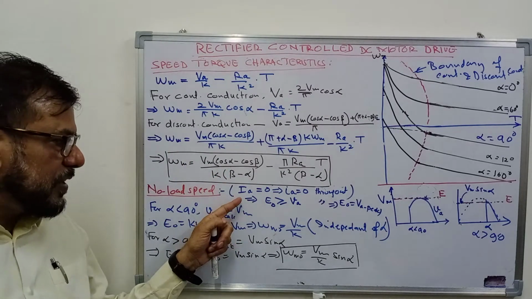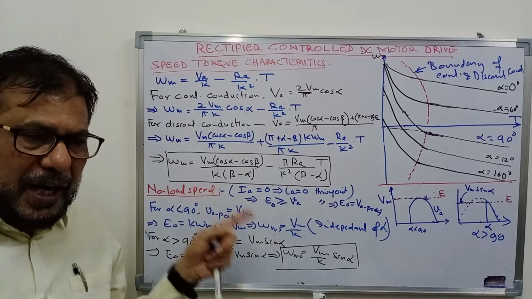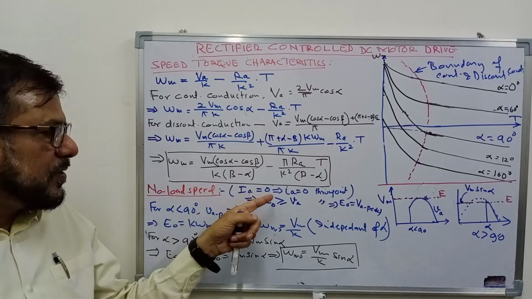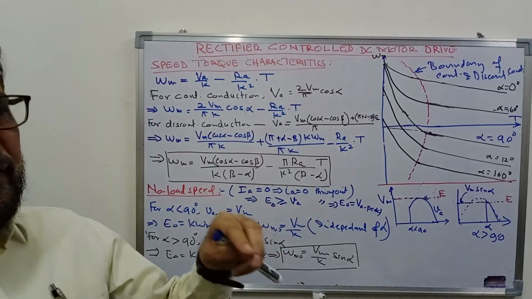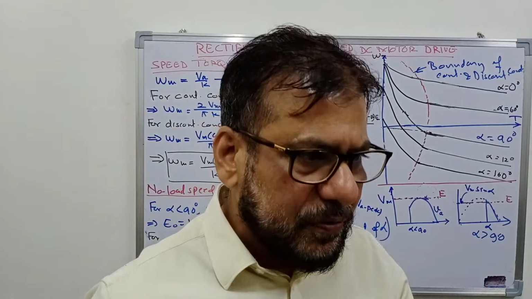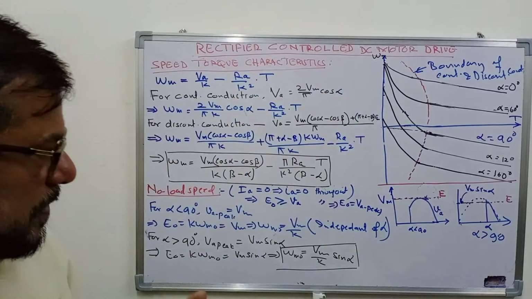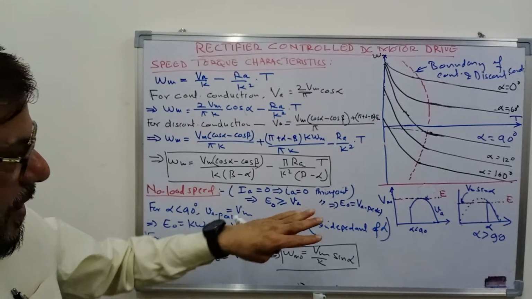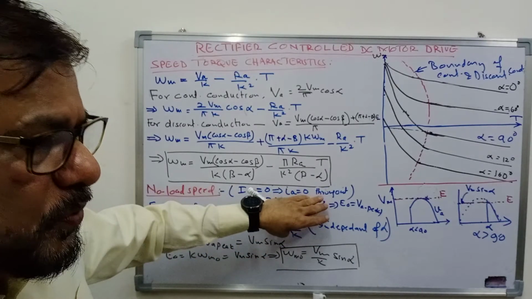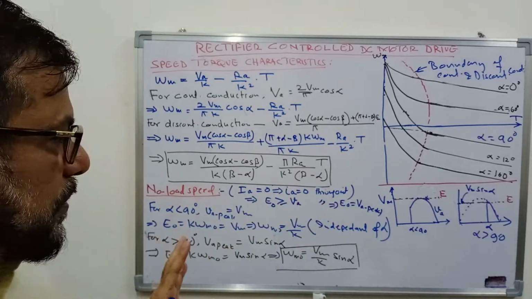This means that the average value of current Ia is also 0. Ia depends on torque, so Ia is 0. This means that Ia should not flow even for a short interval of time. So for all instants, the instantaneous current will also be equal to 0. So Ia will be 0 throughout.